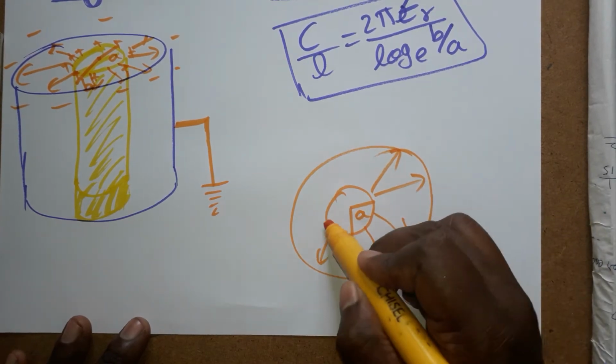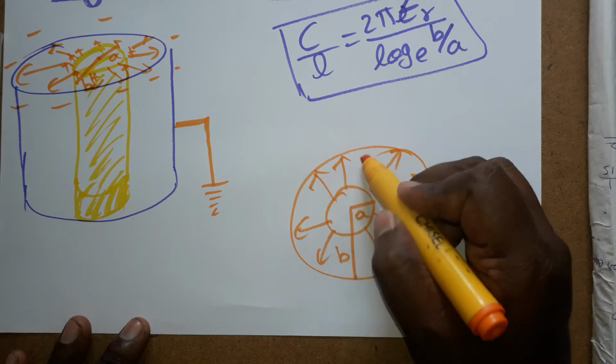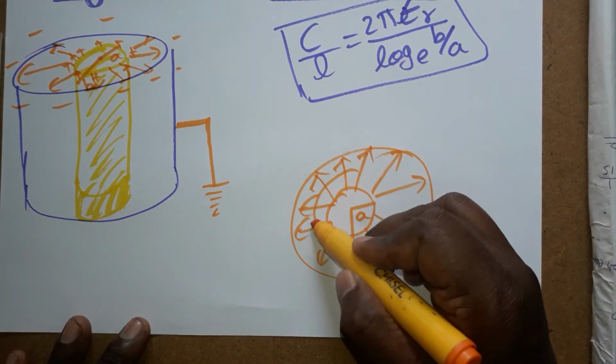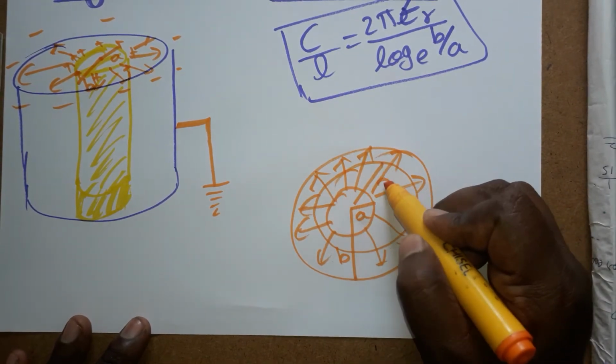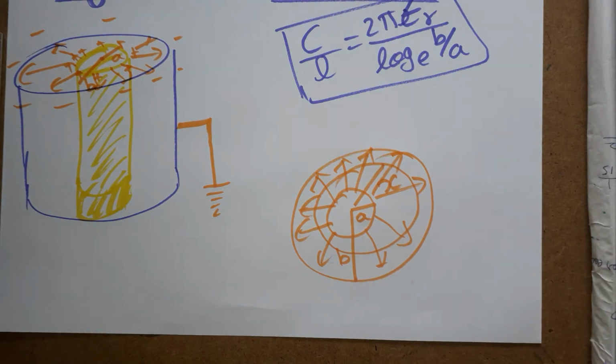Okay, I have taken a point at X. It's exactly at the center of the cylinder. I have taken this as the distance from the center, I have taken this as X. Okay, now I am going to teach you how to derive the equation.